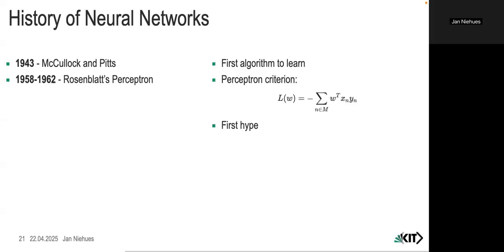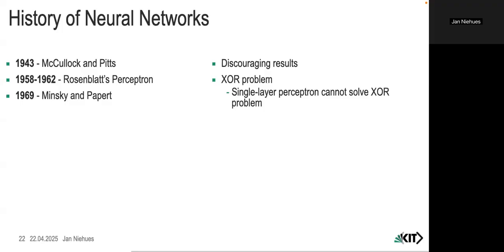However, then there was this first discouraging result, by Minsky and Papert, on a very simple problem, the XOR. So you have two inputs, and the output should be the XOR of them. So if both are 0 or both are 1, the output should be 1. If they are different, the output should be 0. Very simple problem. And with this type of perceptron, you cannot solve that, which is, of course, a bit sad, because if you can't do that very simple task, how do you want to address more and more challenging tasks?